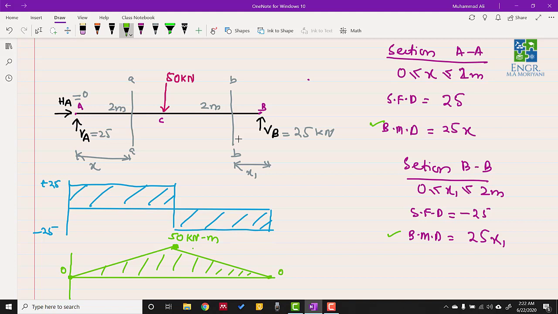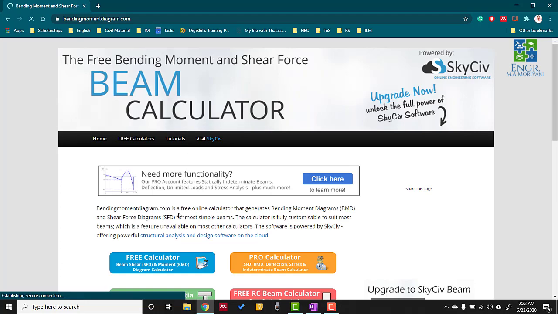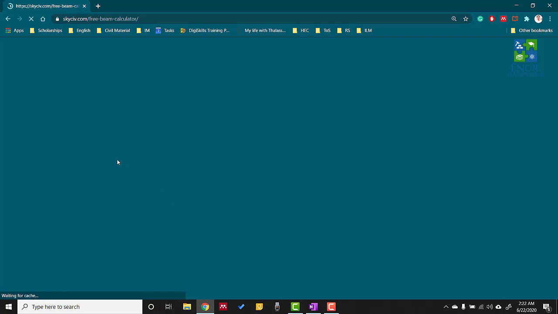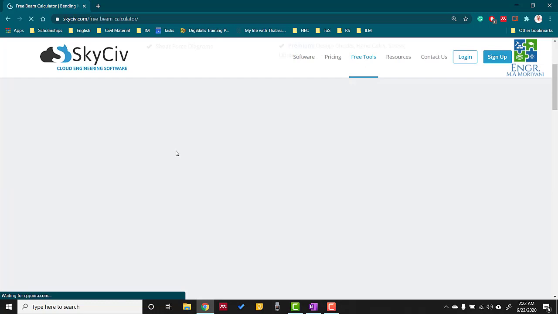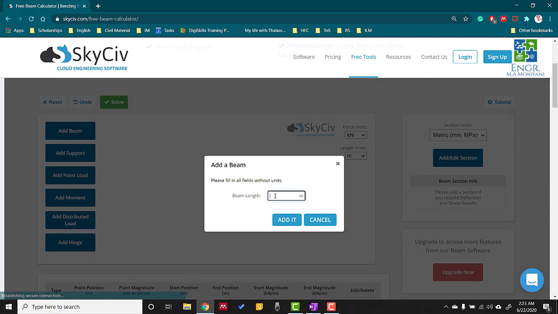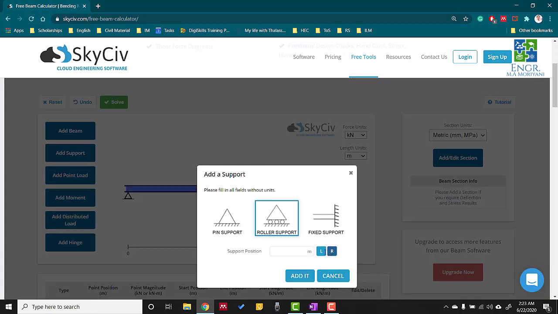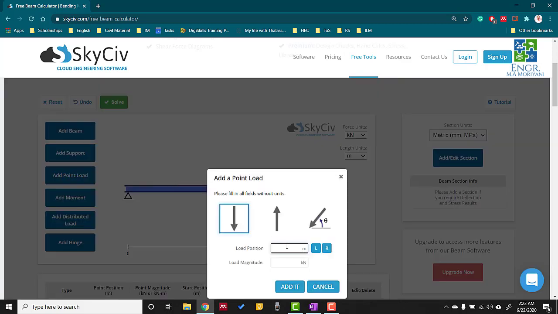Okay, now if you want to verify whether you have found these values correctly or not, you just have to go to the bending moment diagram website. Go to this free beam calculator, and then you have to draw the same beam. This beam has a length of 4 meter. We have the pin support at the left end, the roller support at the right end, and only one load, which is at a distance of 2 meter from point A, and its magnitude is 50 kilonewton.